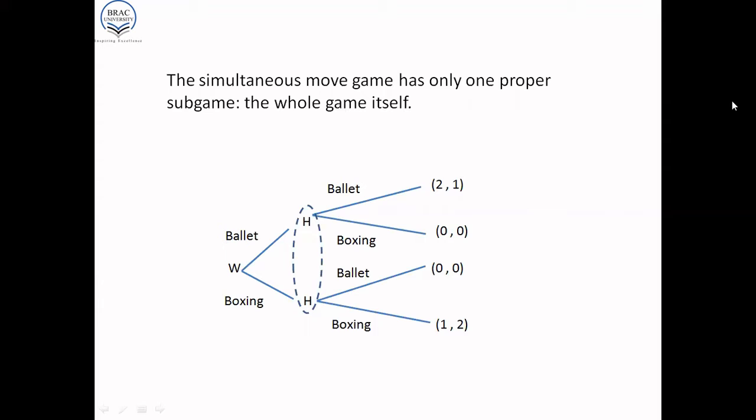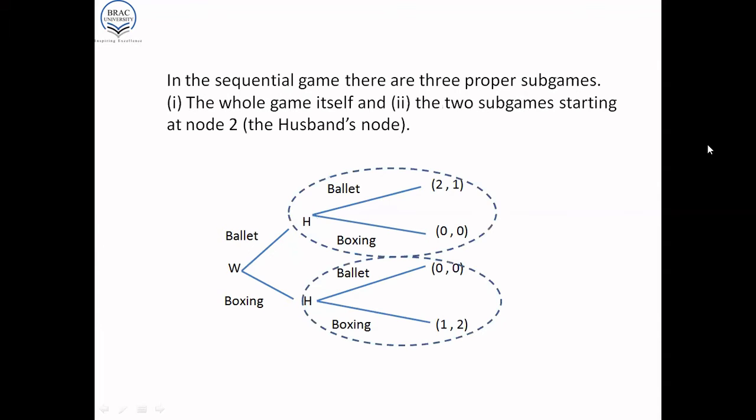There are no other subgames other than the whole game, because at the beginning, the husband and wife share the same information set. But in a sequential game, when we remove the fence from the husband's decision nodes, there are 3 proper subgames. Always the whole game itself. The whole game is always a subgame. And there are 2 subgames which start at node 2, the husband's node. So this node and everything to the right of it, and this other node and everything to the right of it. So these are 2 subgames.